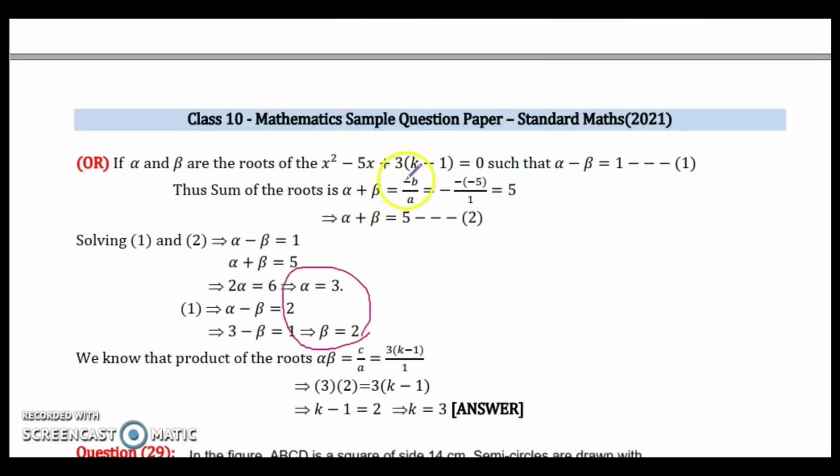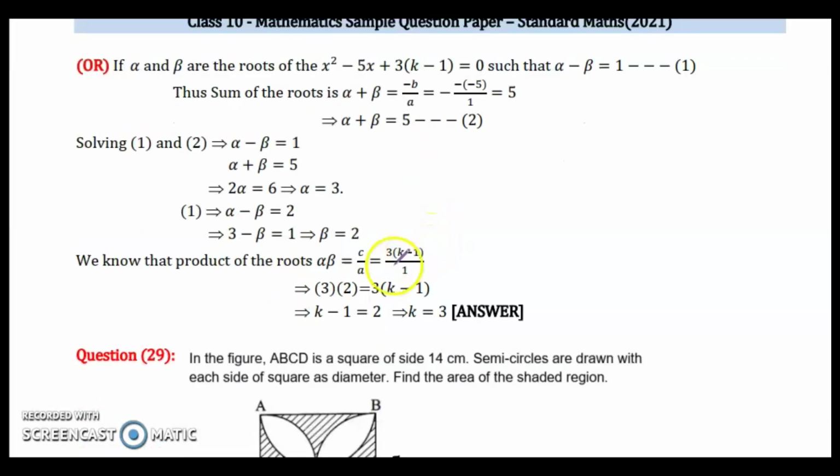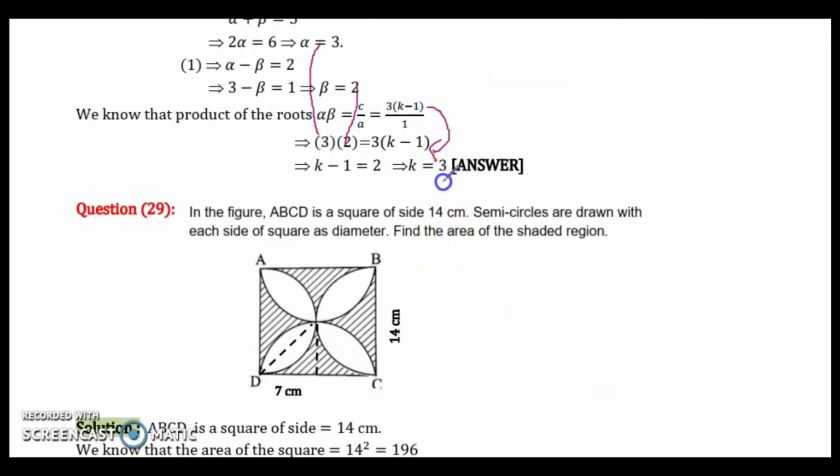Okay, what is our aim? Our aim is to find the value of k. That means take the product of the roots. Everybody knows it is c by a. But already alpha and beta are available. Take this alpha 3 here, take this beta 2 here, that is equal to 3 into k minus 1. That means ultimately k equal to 3 here, right? Therefore this is also a very simple question. We can answer it here, right?